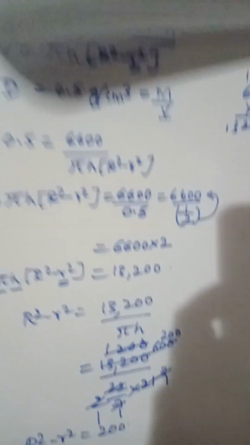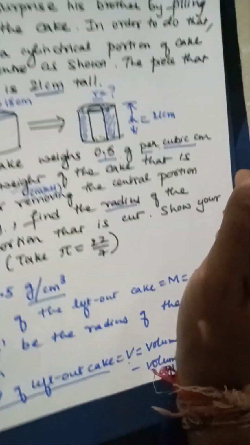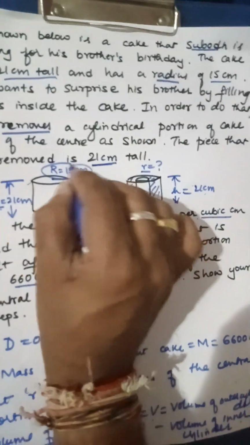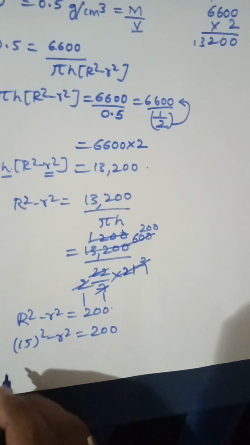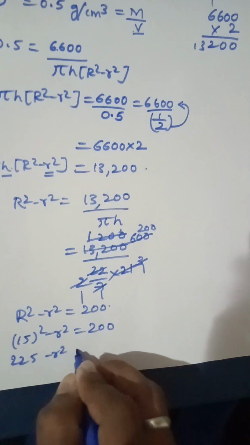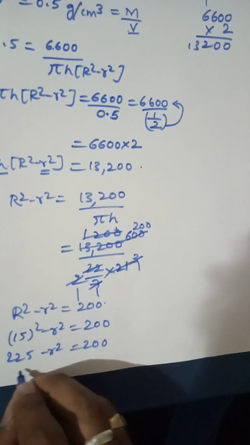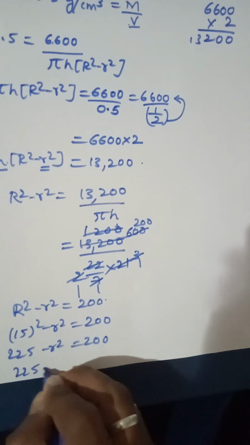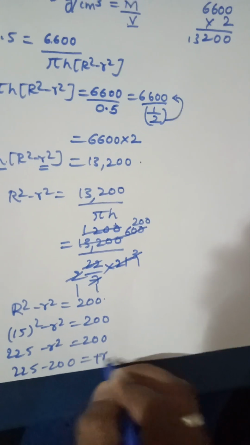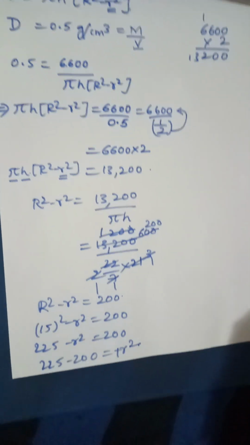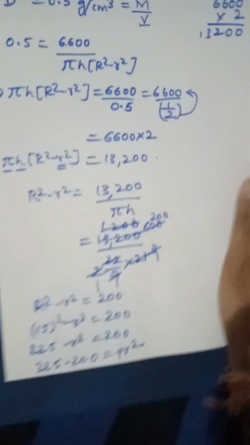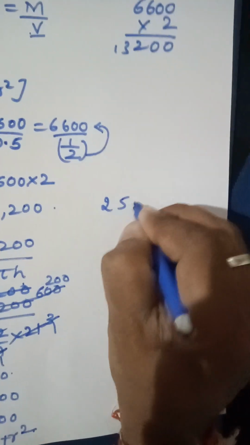Now what is the value of R? As you can see, the value of R is 15 centimeters. So I shall substitute here. So 15 square minus r square is equal to 200. 15 square is 225, minus r square is equal to 200. Minus r square, if I transpose, it will become plus r square here. So 225 minus 200 is 25, that is equal to r square.